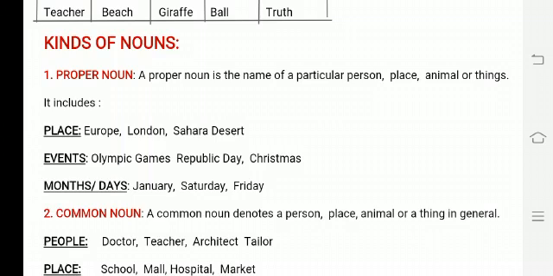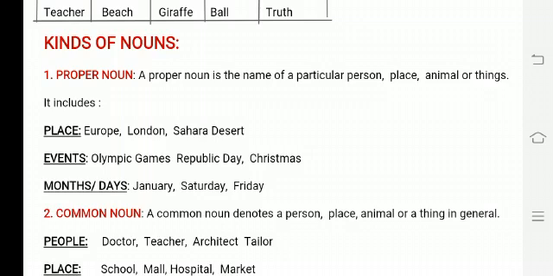Buildings or monuments. For example, Taj Mahal, India Gate, etc. Then places. London, Sahara Desert, India. When we say the names of a specific particular place, it becomes a proper noun.